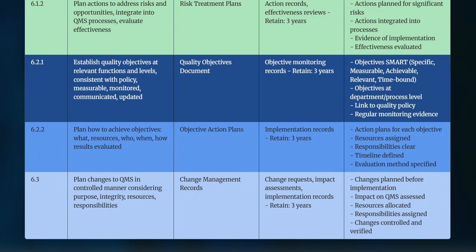For clause 6.3, it requires you to plan changes to the QMS in a controlled manner, considering purpose, integrity, resources, and responsibilities. And the required documents here: you need to have change management records, change requests, impact assessments, and implementation records. And you need to retain those records for 3 years.